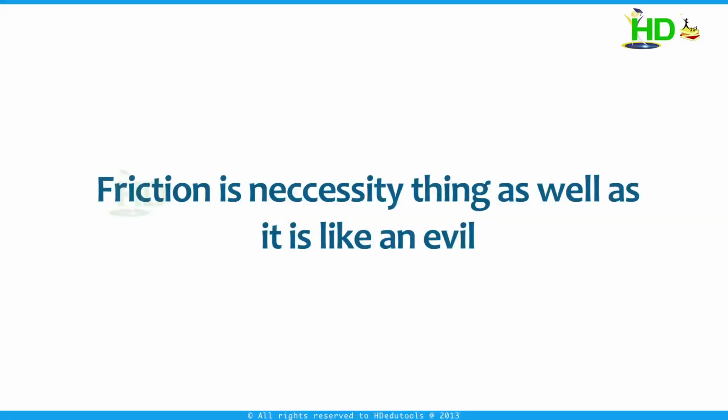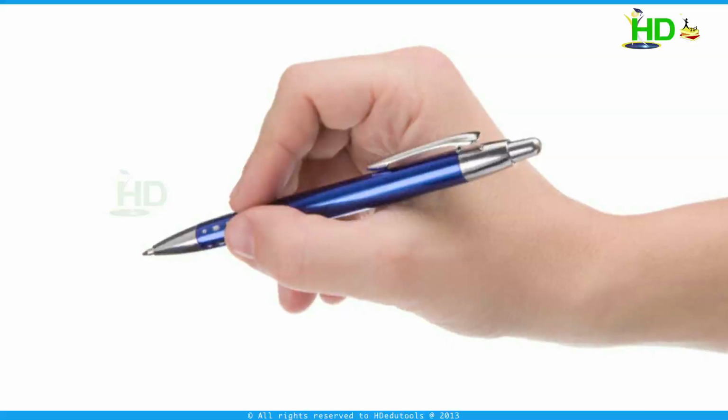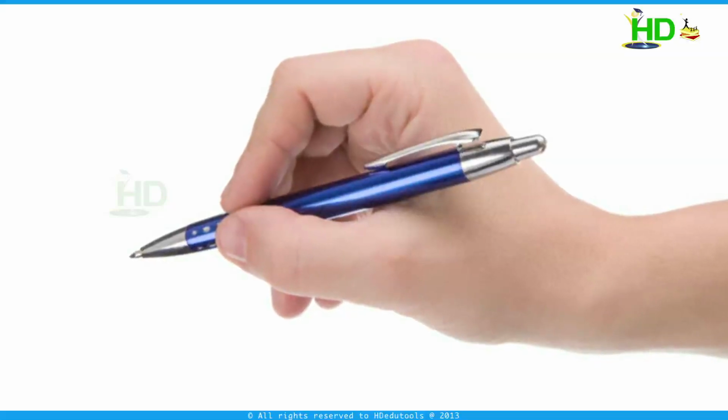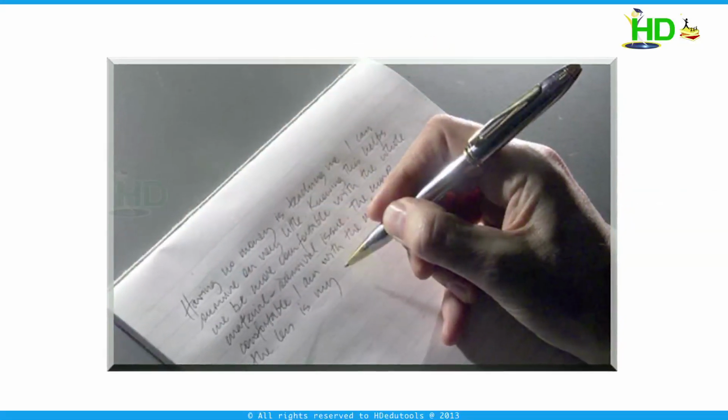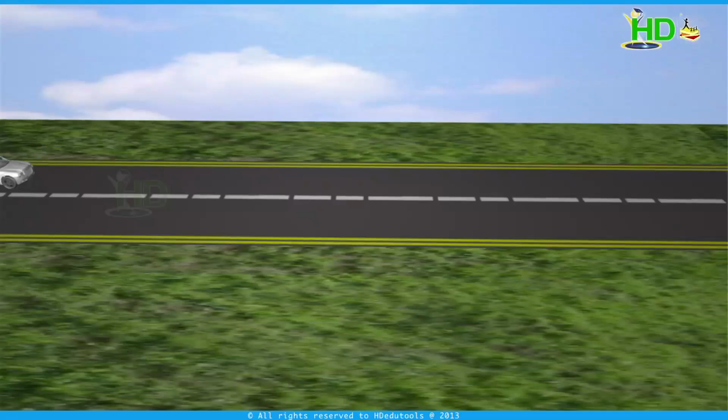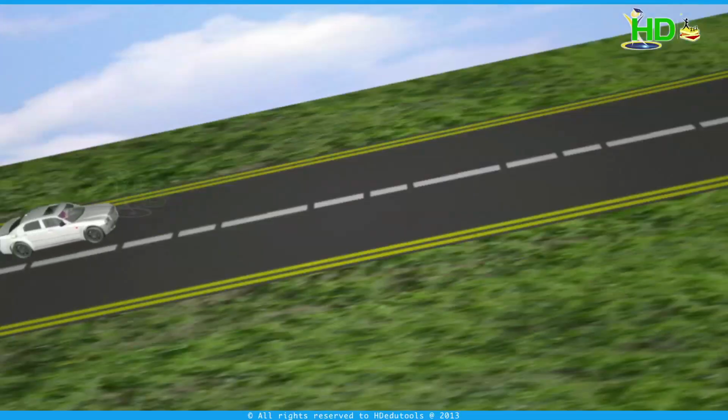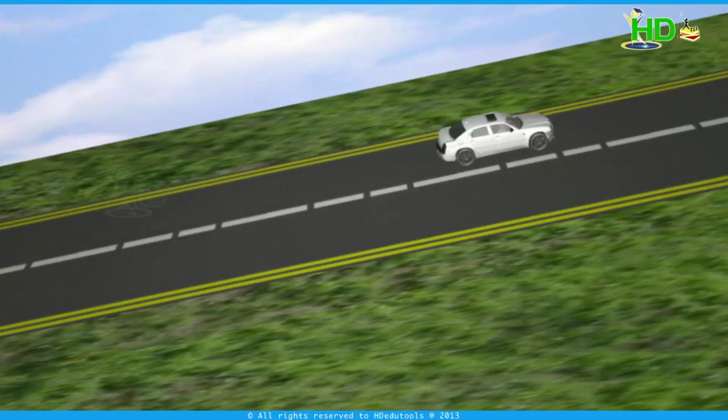Therefore, where we require friction, there we try to increase it. Suppose you want to hold a pen, you require friction. Suppose you want to write something on paper, you require friction. If a vehicle is moving up an inclined plane, friction is required. In all these cases, we try to create friction. And in some cases, friction is unnecessary. In these cases, we try to reduce the friction.